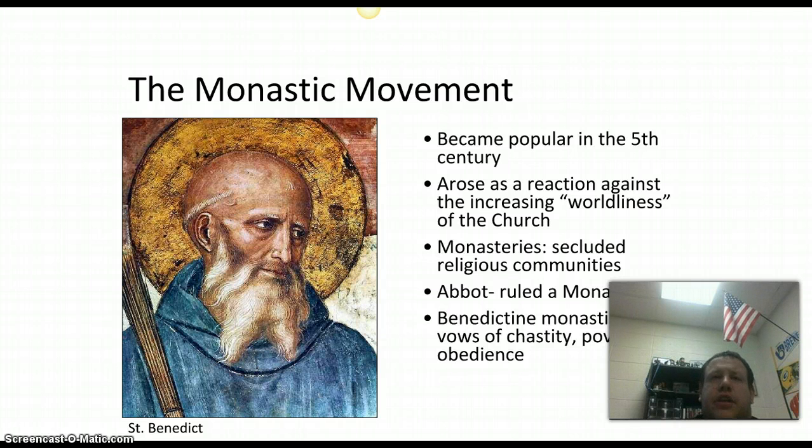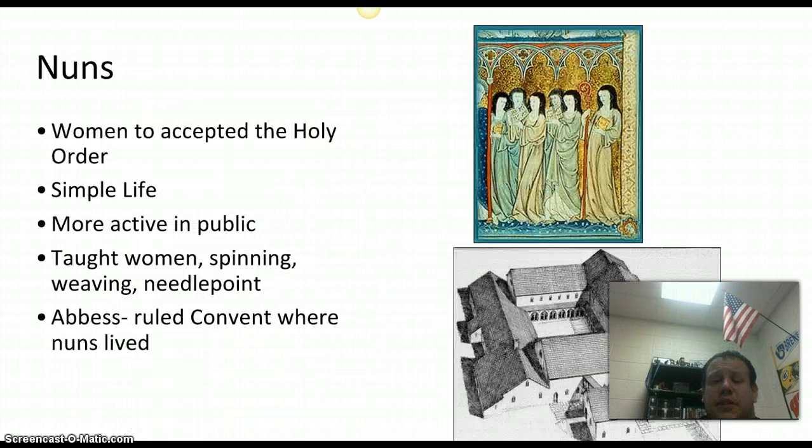You had poverty, meaning you gave away all your worldly possessions and just lived on what you needed. You got your food, you got your shelter, it's all you needed. And lastly, you had obedience. So you would be 100% obedient to the church, 100% obedient to the abbot who ruled your monastery. And if you failed to do certain things, you could be punished, even physically punished for these things.